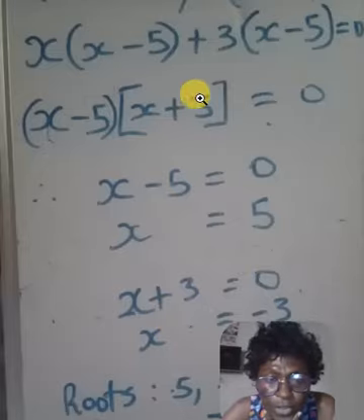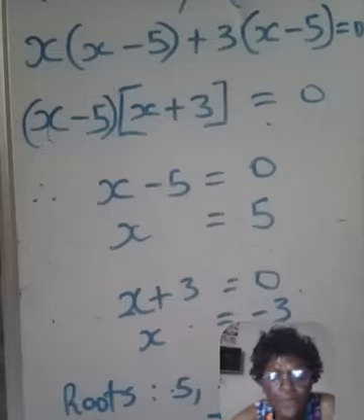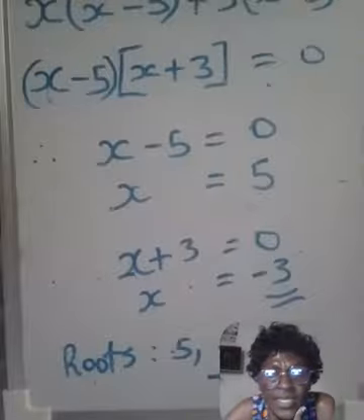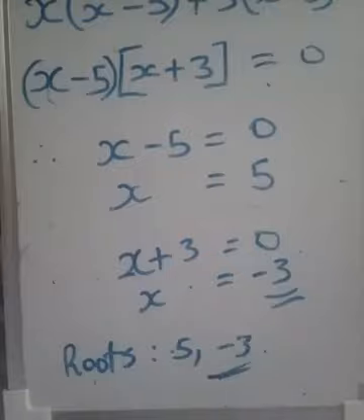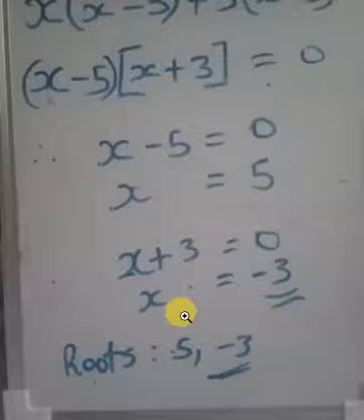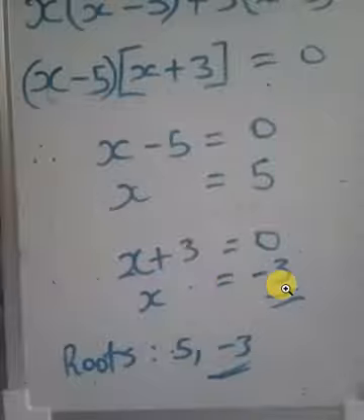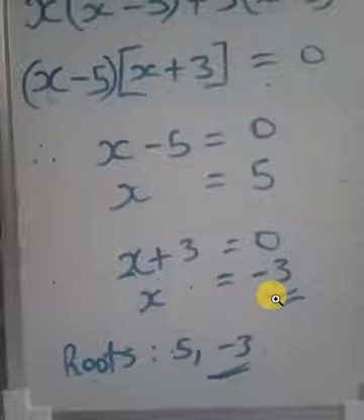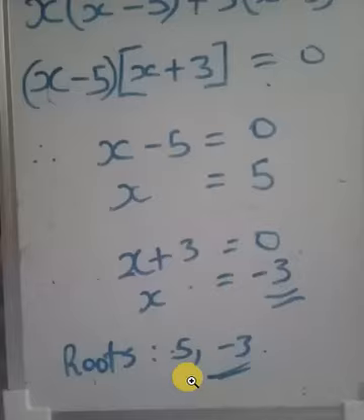Then the second portion, x plus 3 is equal to 0. Therefore, x is left on this side, we take 3 to the other side, because it's plus here, it becomes the opposite on the other side, which is minus. So x is equal to minus 3. So the roots of this quadratic equation are plus 5 and minus 3.